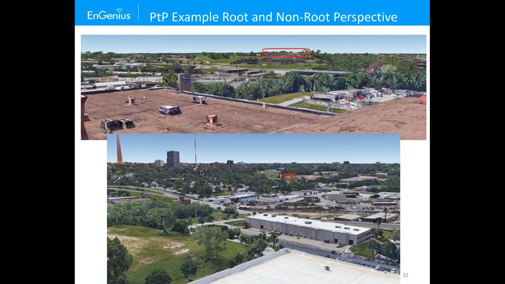The root one also is on a higher elevation roof than the other roof, which is at a lower elevation. So we did the Fresnel zone calculations here, and it ended up being fine. He was all clear to use 5 gigahertz, so we ended up using 5 gigahertz for this one.